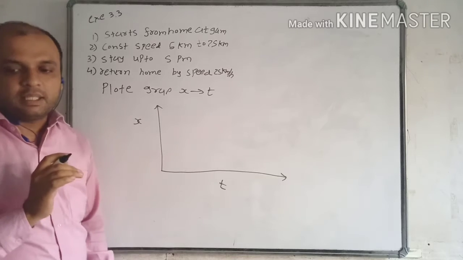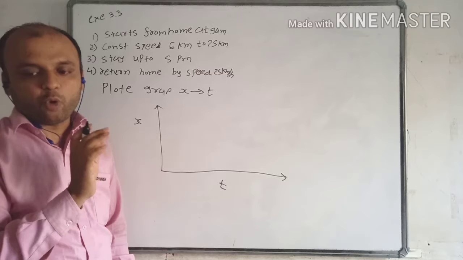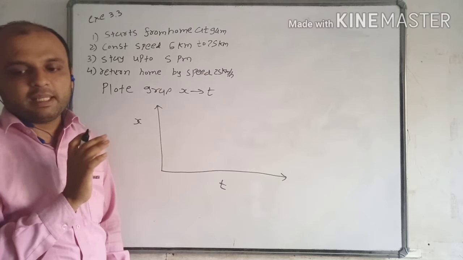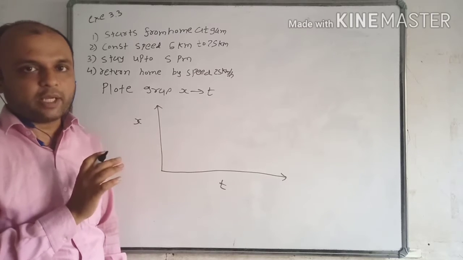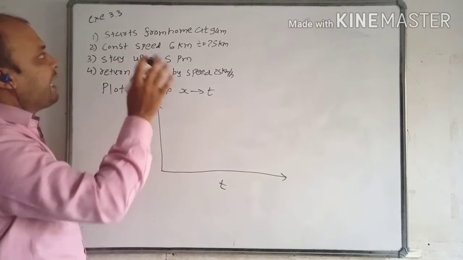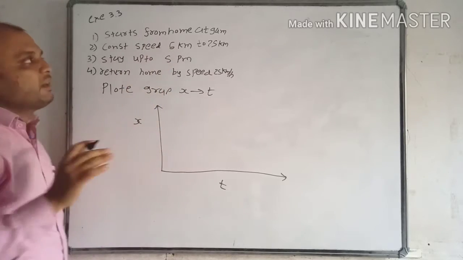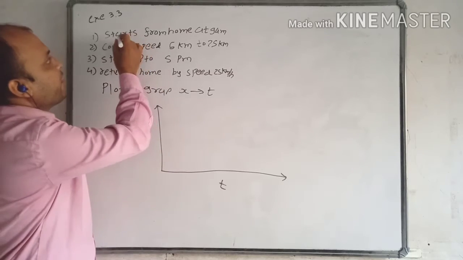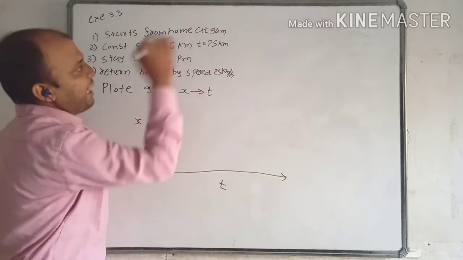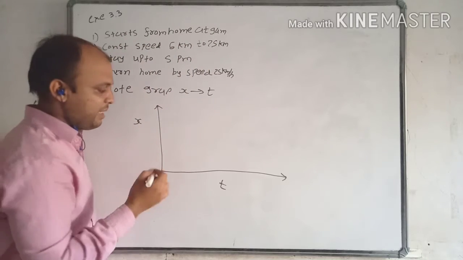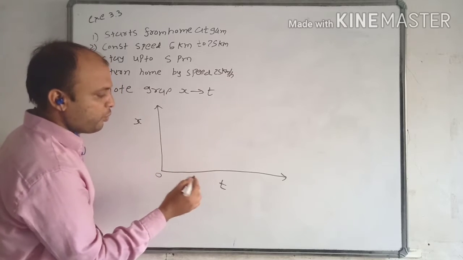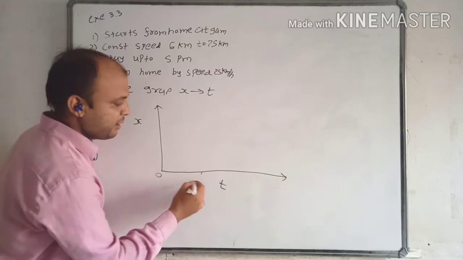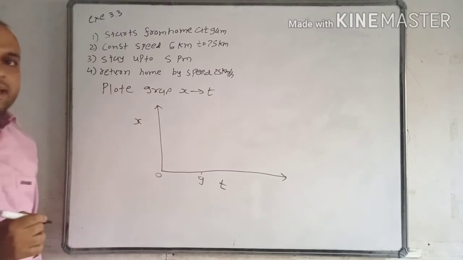In the first condition, they say a woman starts from her home at 9 a.m. and walks with a speed of 5 km per hour on a straight road up to her office, 2.5 km away. I just write some of the conditions here, not the full statement. They give us the start time, so we take 9 a.m. on the x-axis and write 9 a.m. here.